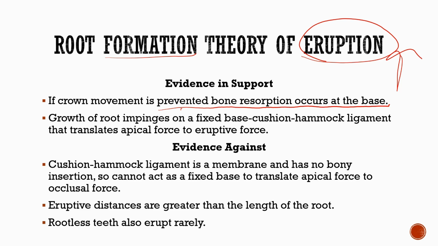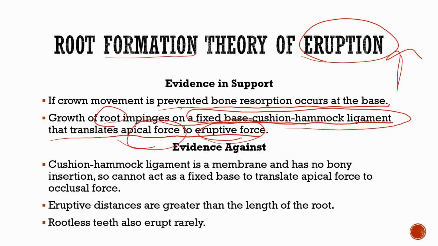Growth of root impinges on a fixed base cushion hammock ligament that translates apical force to the eruptive force. Now, what does it mean? That the growth of root makes a pressure, that is the apical force, that translates the apical force to the eruptive force with the help of fixed base cushion hammock ligament.